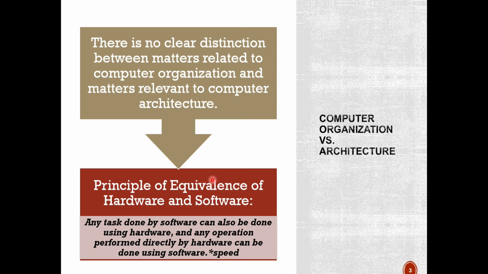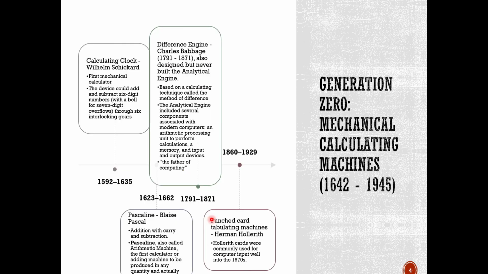So one thing we do want to make clear is the principle of equivalence of hardware and software. Any task that can be done by software can also be done using hardware, and any operation performed directly by hardware can be done using software if speed is not taken into account. There are differences in speed between hardware and software.